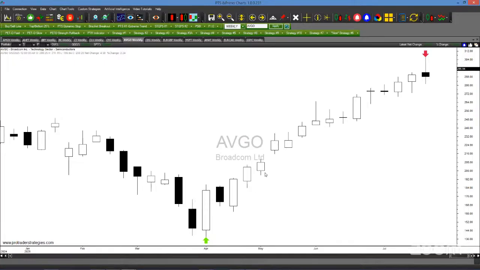And very interesting, the last week of July, what do we have here? A sell signal. We're not telling you to sell short or to get out of your position, but you may want to follow this because AVGO now has officially generated a trend reversal to the downside on a weekly time frame.